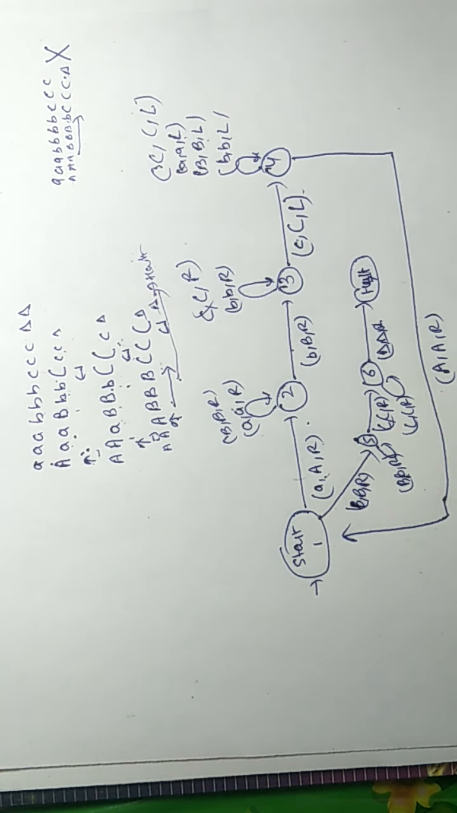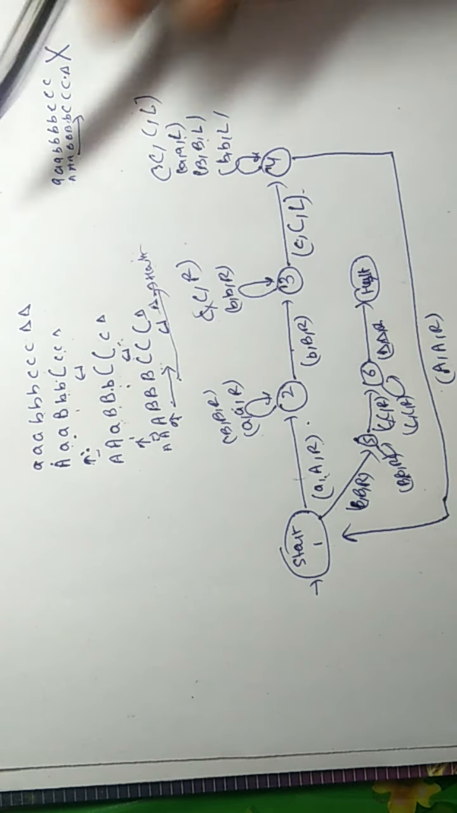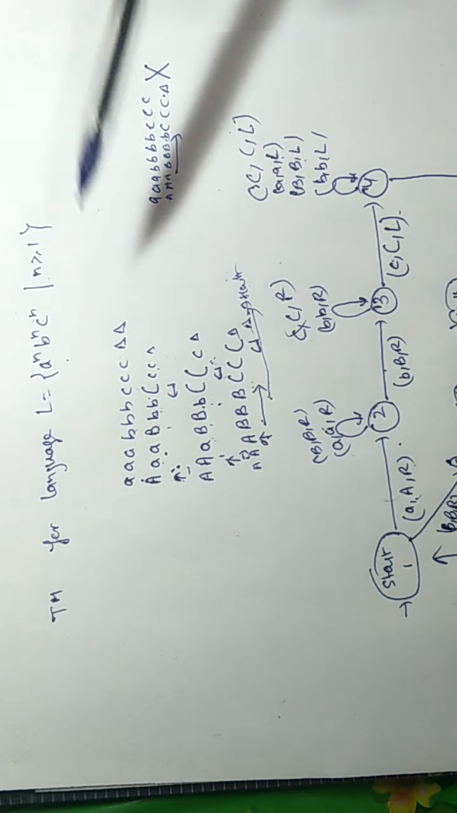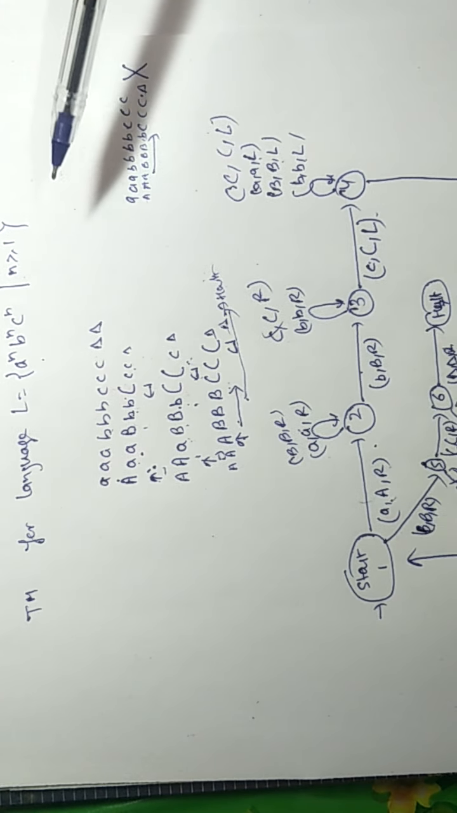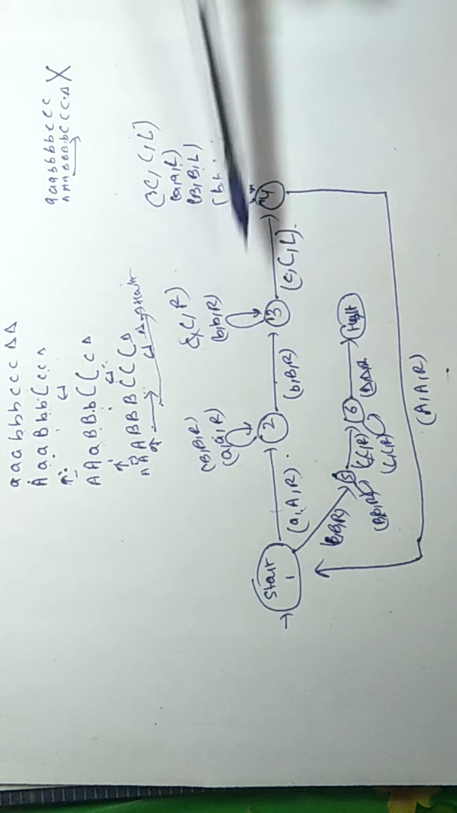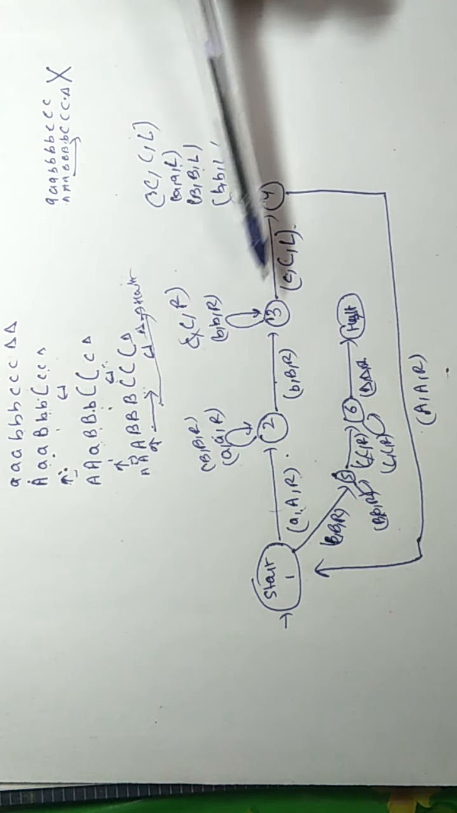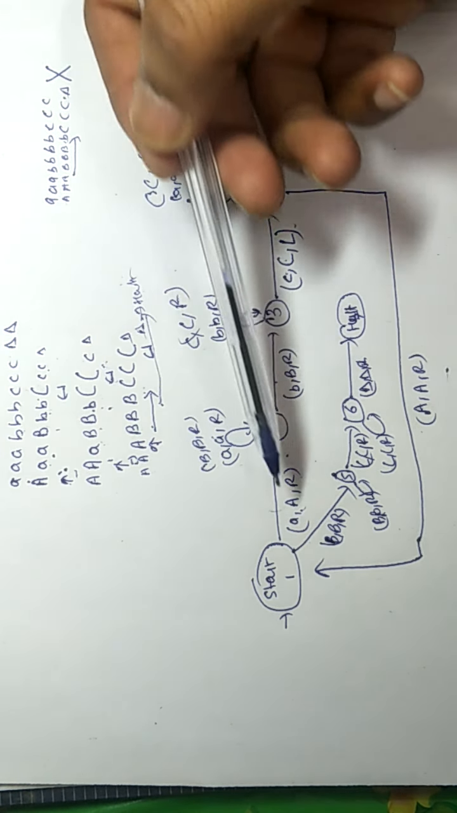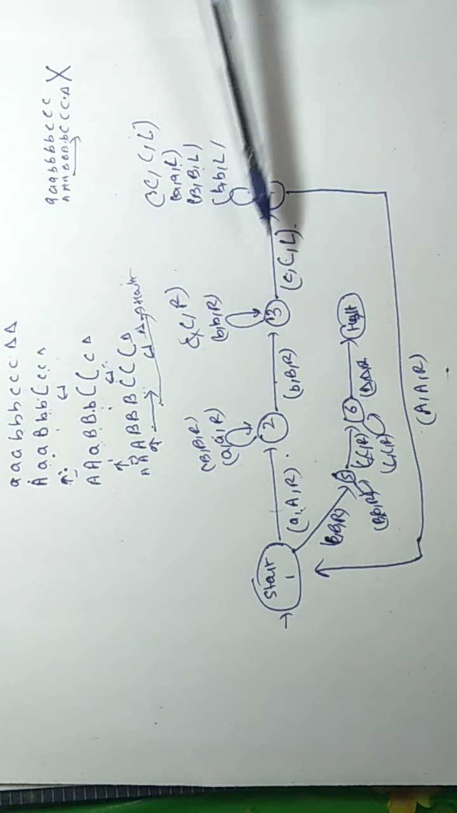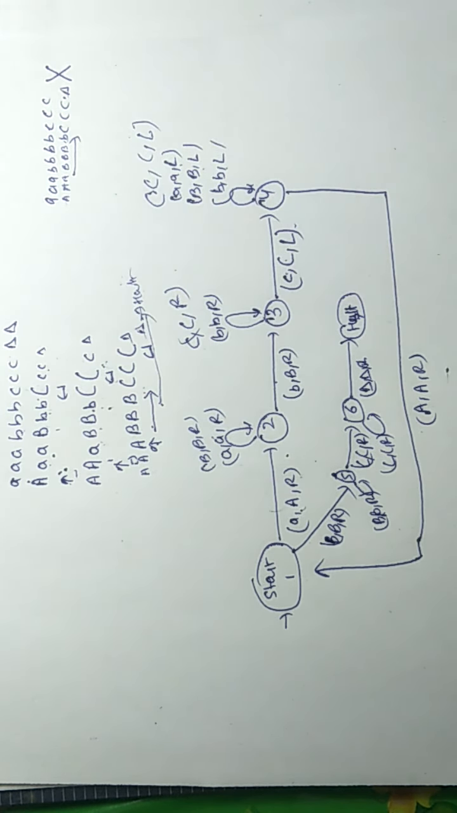So in this way we can design a Turing machine for the language a raised to power n, b raised to power n, c raised to power n, n greater than or equal to 1. Why n greater than or equal to 1? Because here we will get one capital B and one capital C. If there is one capital C and one capital B, it means that there is capital A also. Otherwise we will not get capital B and capital C. So this is for n greater than or equal to 1.